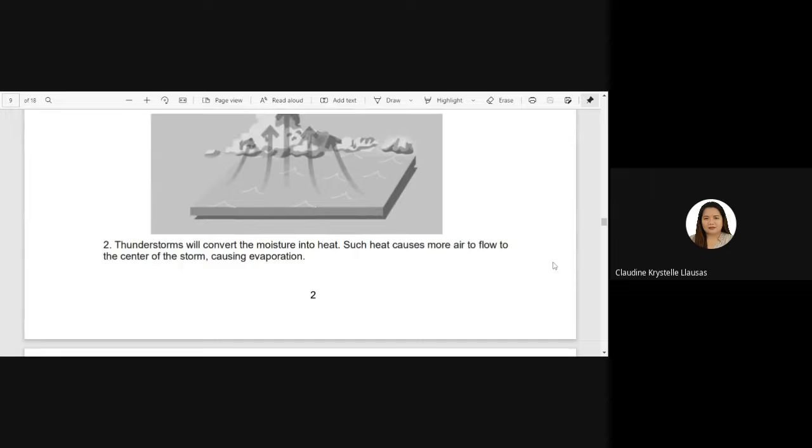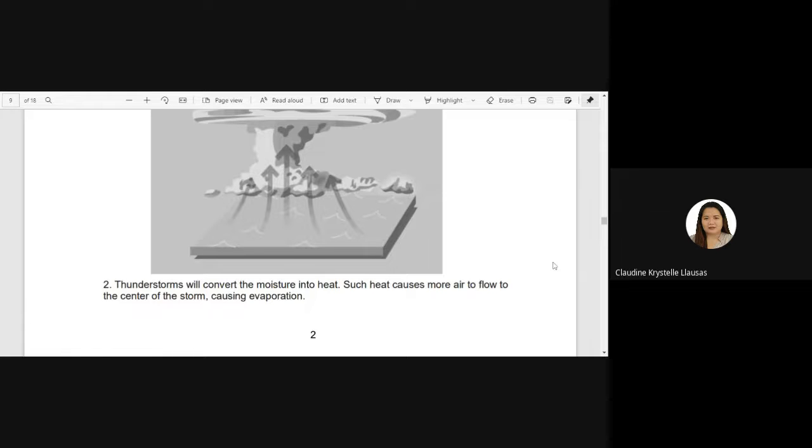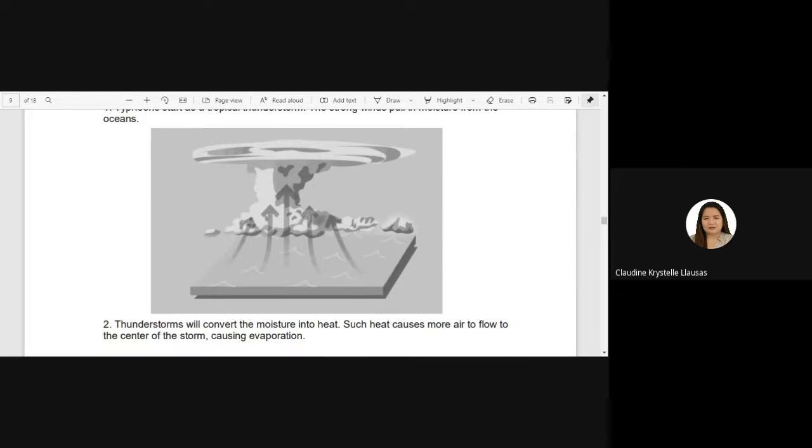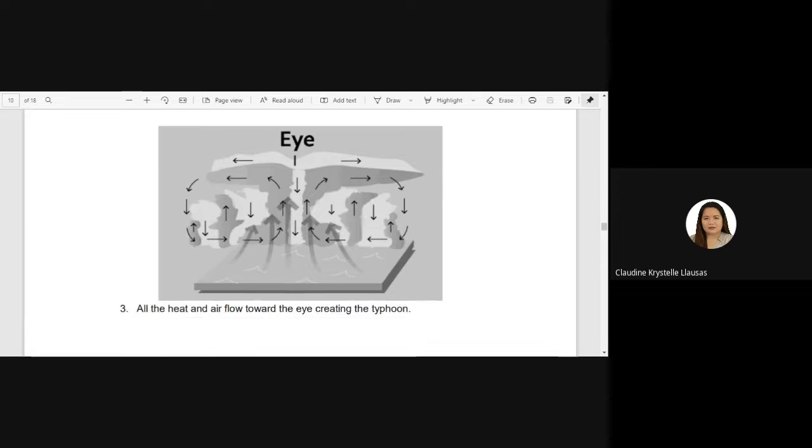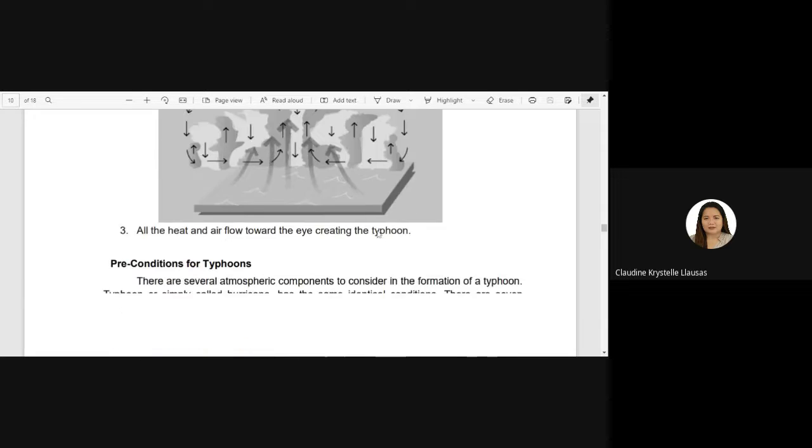Next, number 2, thunderstorms will convert the moisture into heat. Such heat causes more air to flow to the center of the storm, causing evaporation. After that, all the heat and airflow toward the eye, creating the typhoon. You can see the circular movement of the moisture coming from the ocean.